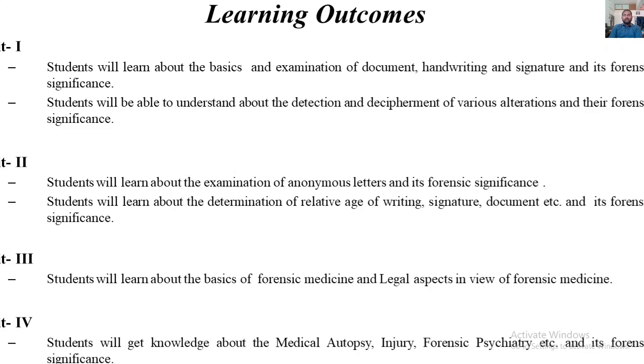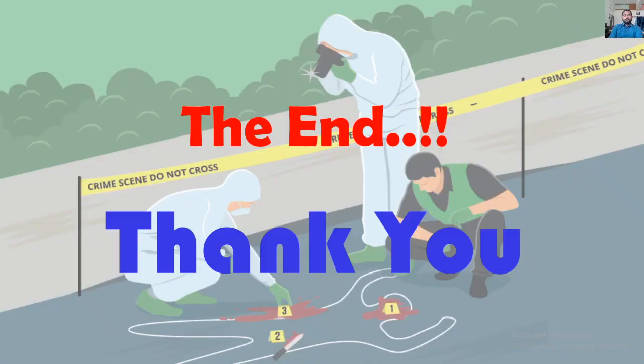And also student will be able to learn about the determination of relative age of writing, signature, document, etc. and its forensic significance. And from unit number 3, student will learn about the basics of forensic medicine and legal aspects in view of forensic medicine. And at last from unit number 4, student will be able to get knowledge about the medical autopsy, injury, forensic psychiatry, etc. and its forensic significance. So this was all about the learning outcomes of this paper, and this is the end of the presentation. Thank you.